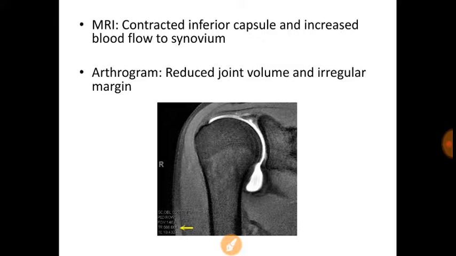MRI shows a contracted inferior capsule and increased blood flow to the synovium. Arthrogram shows a reduced joint volume and irregular margin. This image shows the arthrogram.